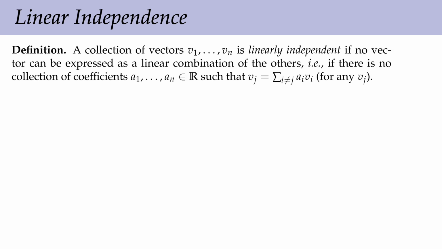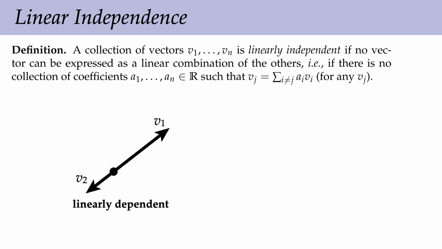Well, let's first go back to an important concept from linear algebra, the idea of linear independence. So you may remember that a collection of vectors v1 through vn is linearly independent if no vector can be expressed as a linear combination of the others. In other words, if there's no collection of real coefficients, a1 through an, such that vj is equal to the sum over all other vectors of those vectors times the coefficients, for any vj. Okay, that's a mouthful. Again, maybe we just draw some pictures and the idea becomes clear.